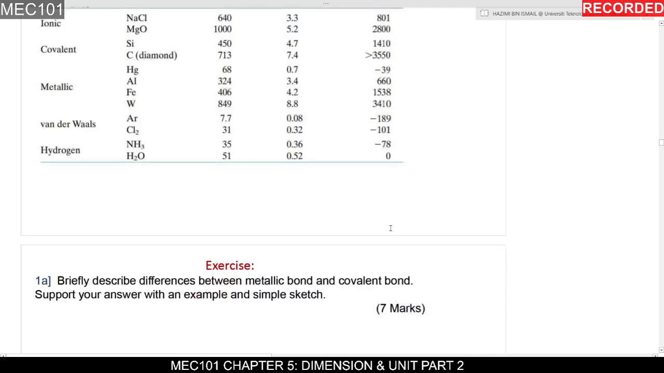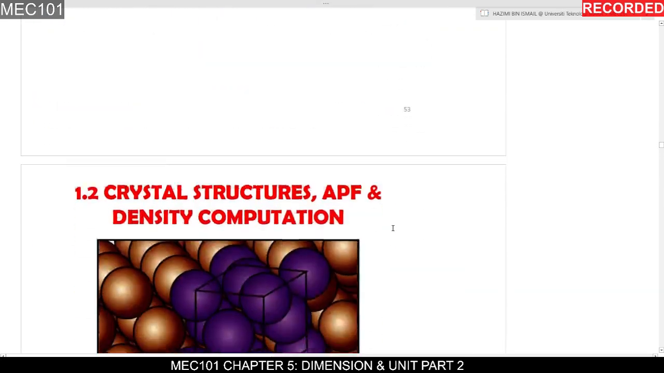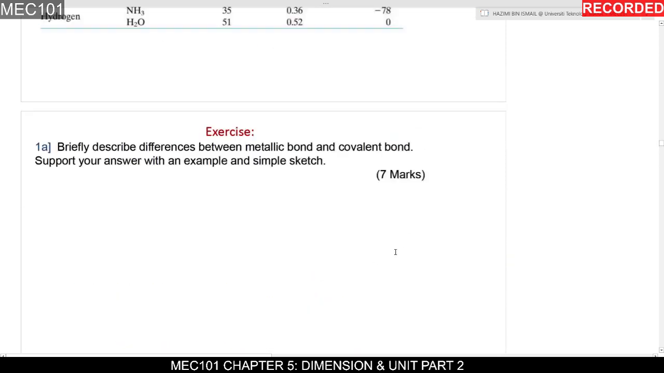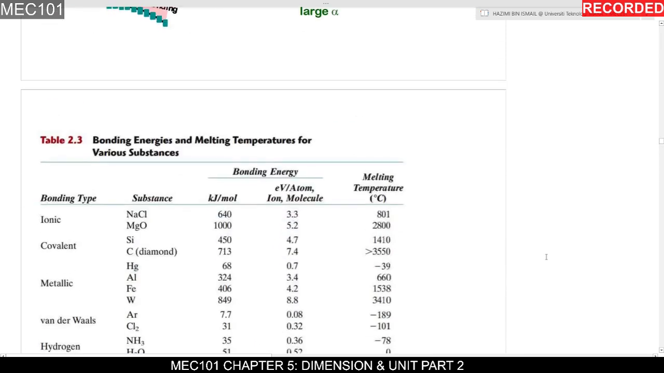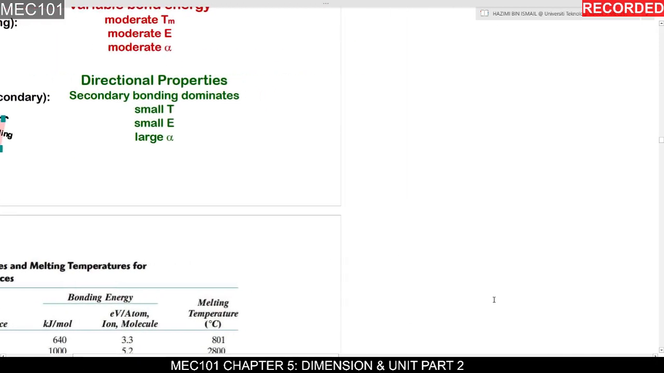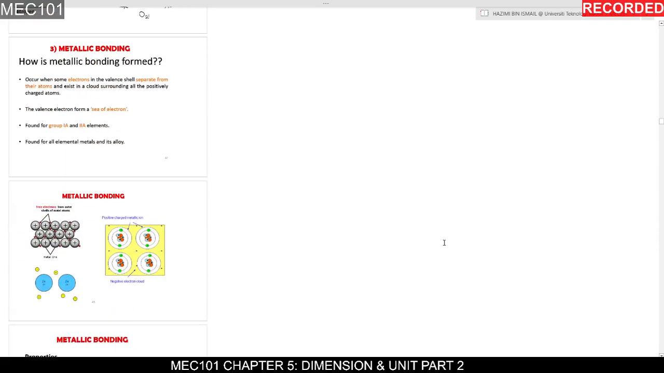So that's it for today. We will continue in the next class with the subject of crystal structures, APF, and density computations. For now, this is chapter 1 on interatomic bonding. Make sure you do your tutorial, and we will discuss the tutorial. I will give you the answers to the tutorial in the next class, which is next Friday.